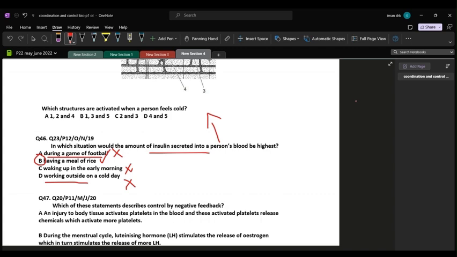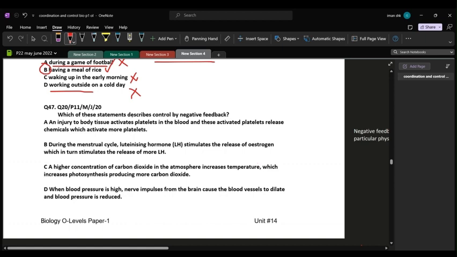So when, by the action of enzymes, it is broken down into its small units like glucose, they come into your bloodstream, and then that raises your blood glucose level. So to reduce that, insulin is secreted. Question number 47. Which of these statements describe control by negative feedback?